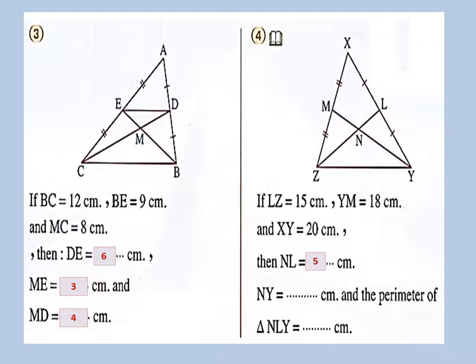NY is a part from vertex. So it will equal 2/3 of the total median. The total median YM is 18. So NY equals 18 times 2/3. So it will equal 12. The perimeter of triangle NLY is the sum of 3 sides. Now we know the 3 sides. So the perimeter will equal 27.